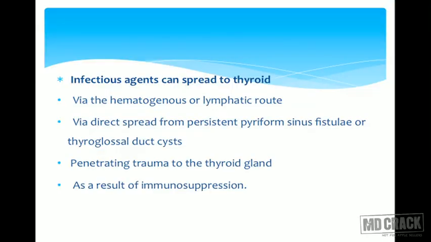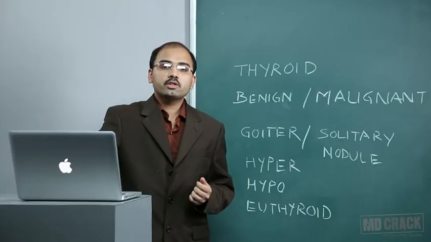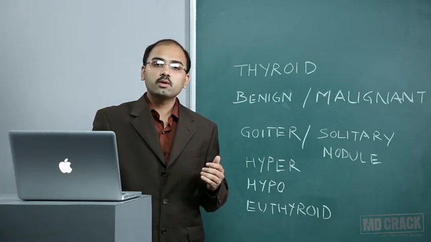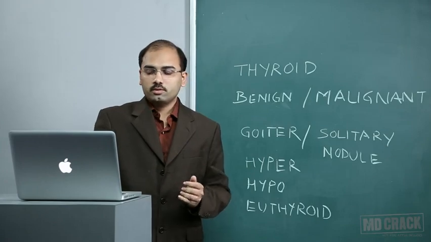Next, we have penetrating trauma to the thyroid gland. So organisms can be directly deposited from the external environment to the thyroid. Or thyroid infection can result from immunosuppression. So if the patient's immunity is very low, they may get thyroid infection.